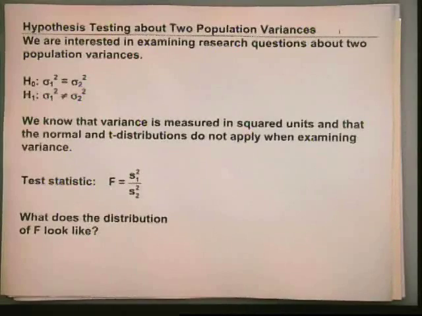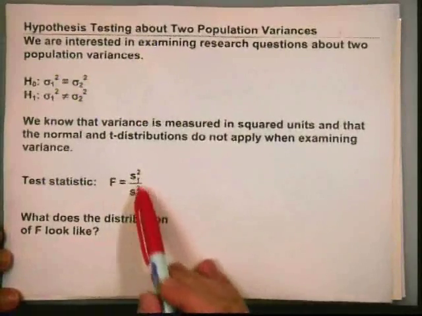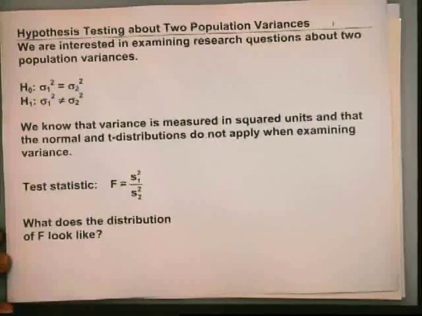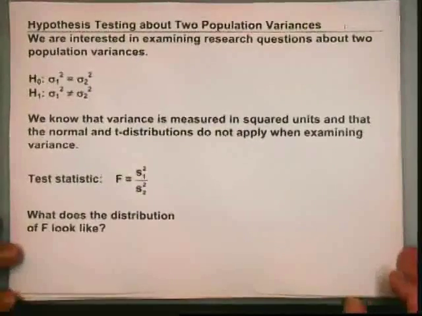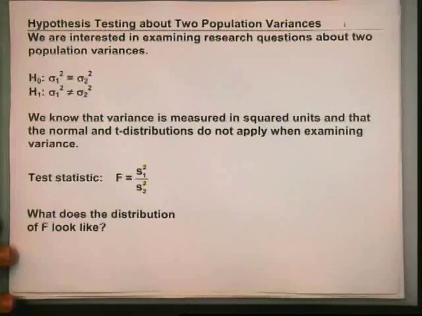Here we look at a test statistic that we call capital F. This F statistic is simply the ratio of the two sample variances. In general, it doesn't matter which variance is numerator and which variance is denominator, although we're going to try to keep things a little more convenient as we go through to test this, and I'll explain that in just a minute.